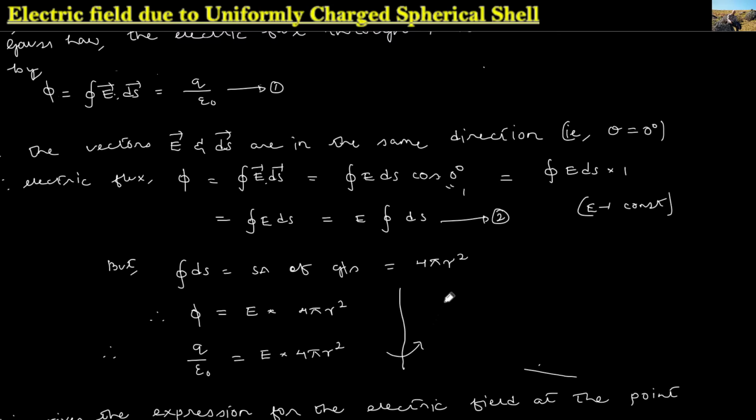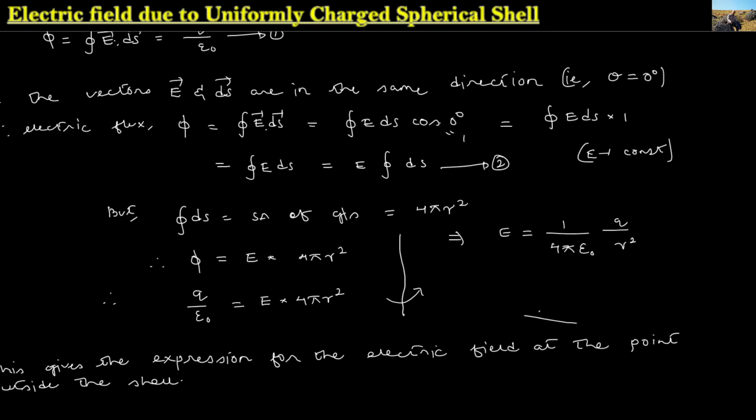Then if I solve the other part, that means in order to find E, after solving, we will find out that this E will be equal to 1 by 4 pi epsilon naught q divided by r square. This is the expression for the electric field at a point which is outside the spherical shell. That means this is the working formula.